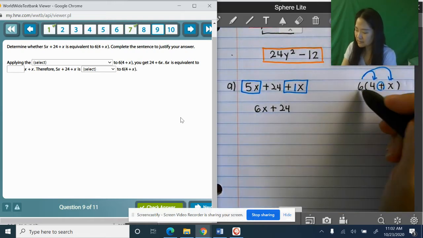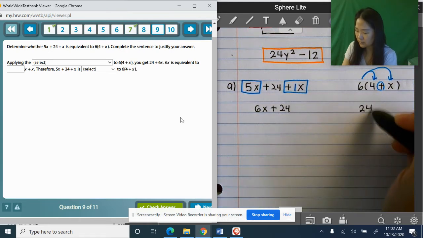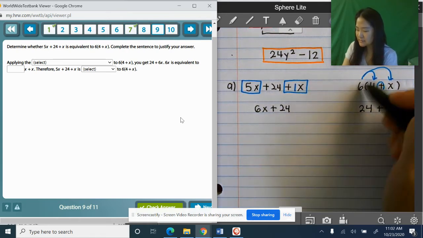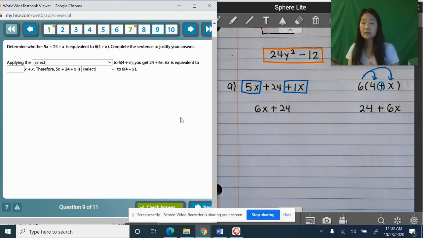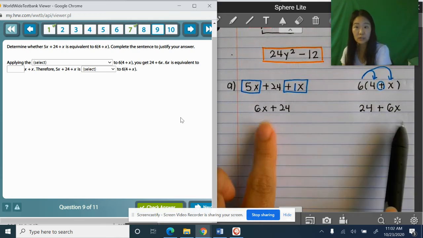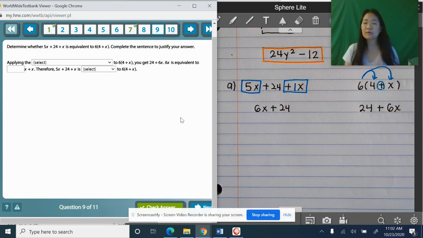Well, 6 times 4 is 24 plus 6 times x is 6x. Now, the question is, are these the same or not? You might think that those are different because the order is switched. But if you remember from elementary school, there's a property called the commutative property.